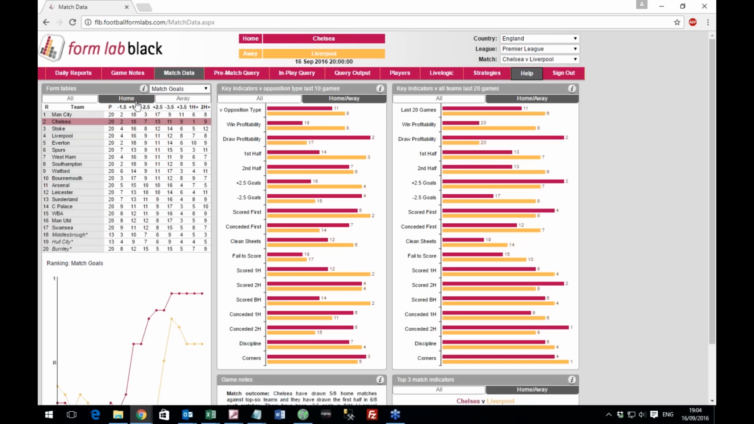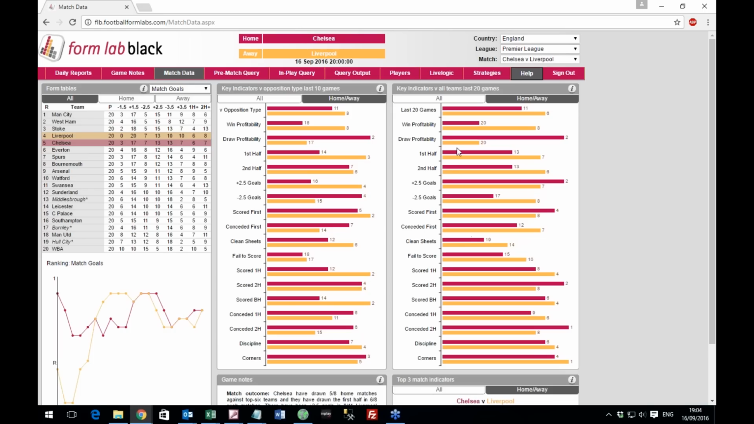Again, you can toggle between home and away. We see Chelsea here actually higher for home, but again, Man City are a long way in front of everyone else. And if we go to away, Liverpool is more in the middle with 11 of their last 20. What we can see here, this is key indicators versus opposition type. Both of these teams are currently top 6 teams. They probably will finish there at the end of the season as well.